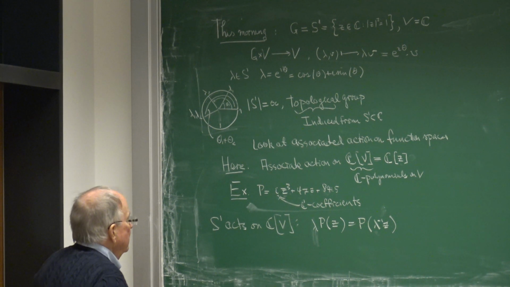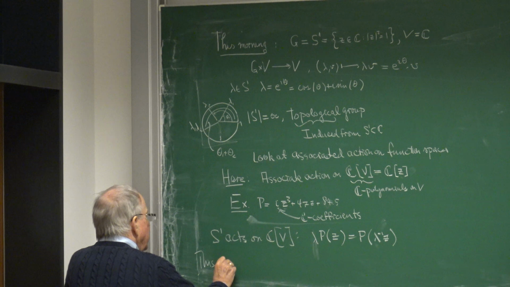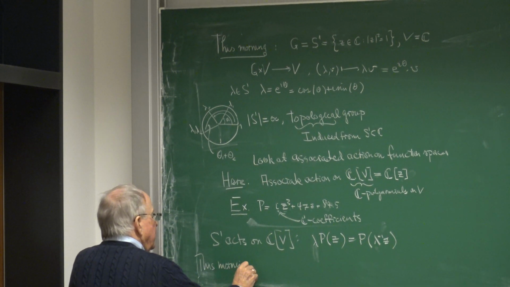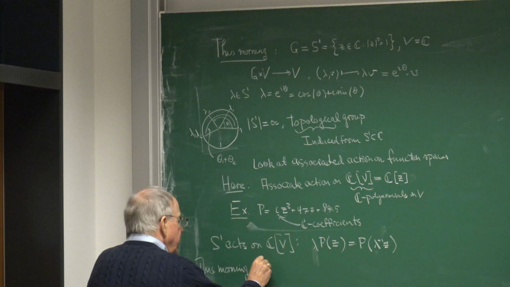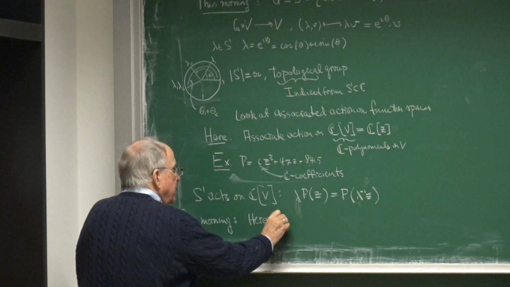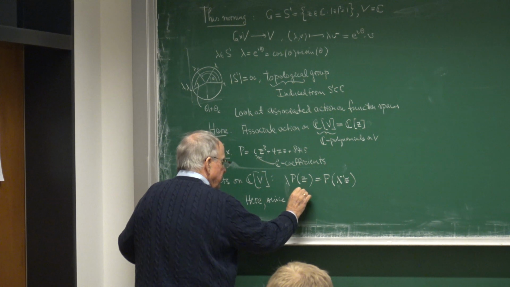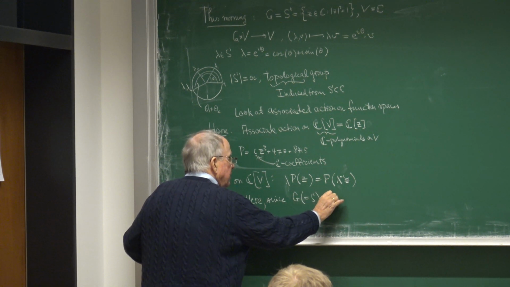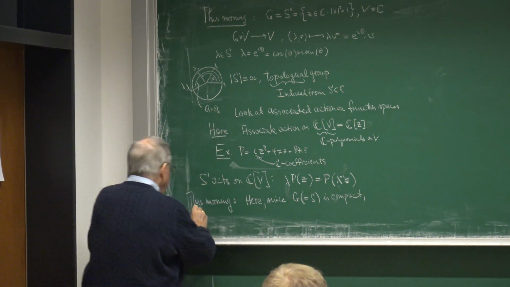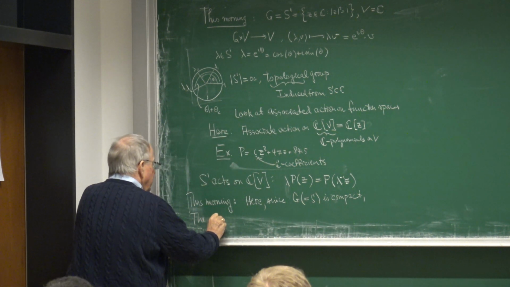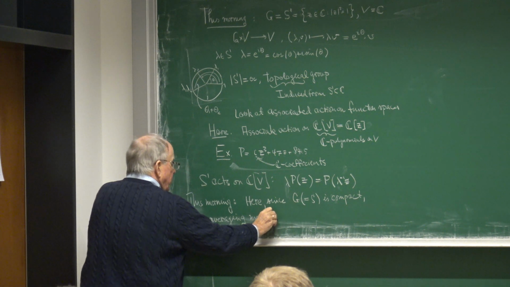And at this point, this morning, I made a remark. The remark I made is that we were talking about averaging here, since S1, this is the group, so let me write G, which is equal to S1, is compact. The averaging method is available.